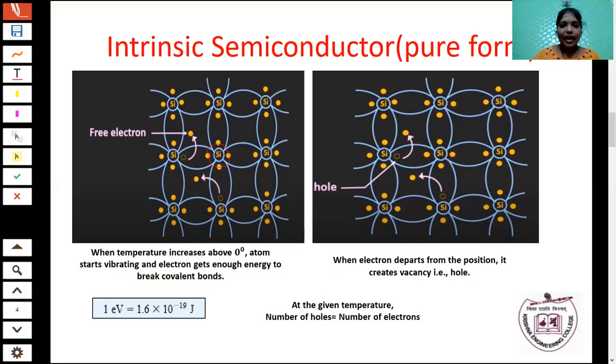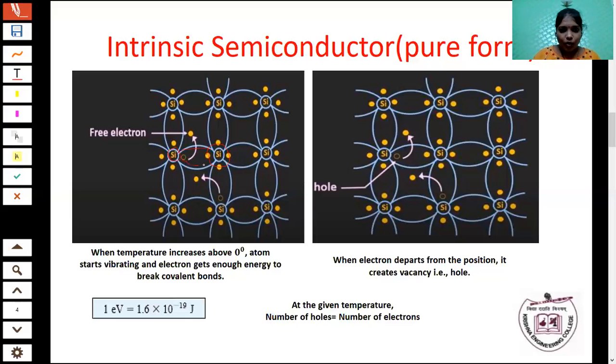silicon atom tries to get 8 valence electrons. Already the silicon atom has 4 valence electrons in the outermost shell, so it is trying to get another 4 electrons from the neighboring silicon atoms. Just look at these two silicon atoms. These two silicon atoms are associated. This association is called the covalent bond.